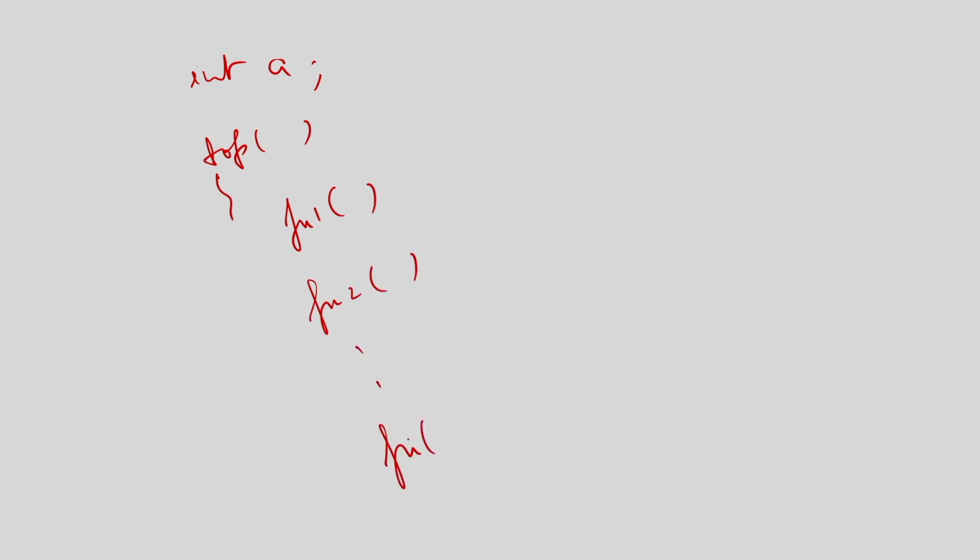Suppose you have a global variable, say int a, and now you have a top level function calling, say, function 1, function 2, up to function n. So, this a is actually accessible everywhere. Now you think about this a may be accessed here as well. You can do a plus plus, right. So, now where will this a be stored in the hardware?